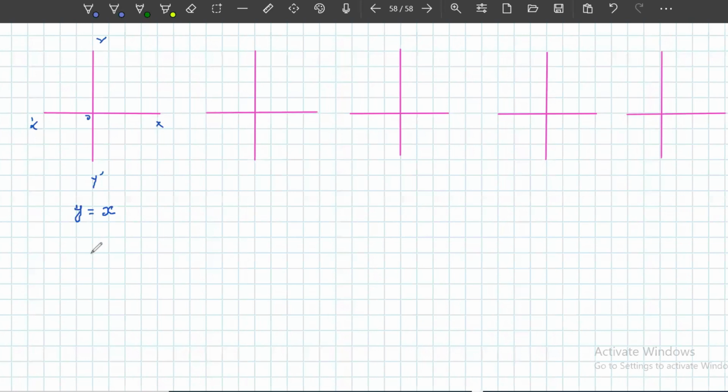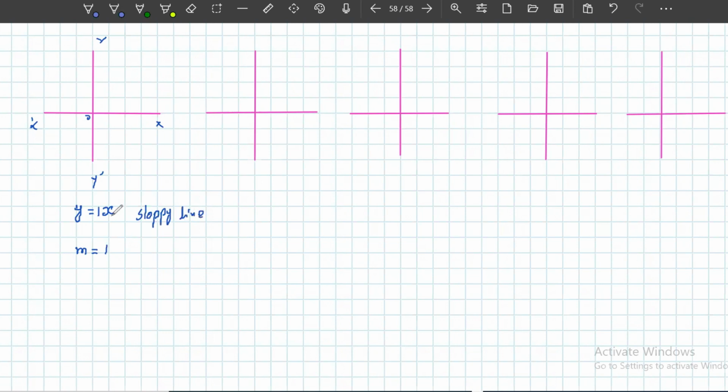How do we come to know it's a sloping line? Because there is a gradient, and the value which comes before x is 1, meaning here the gradient is 1. So whenever you have a positive gradient, we can say that it's a sloping line. This is a sloping line.